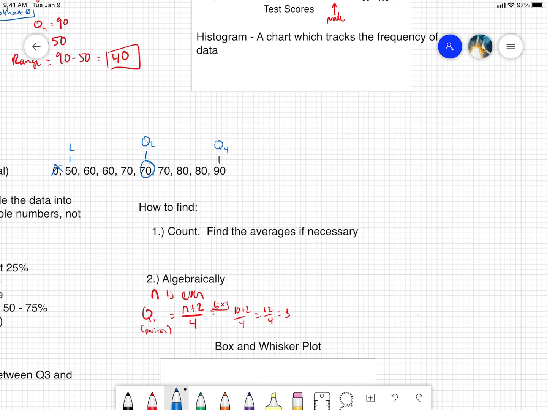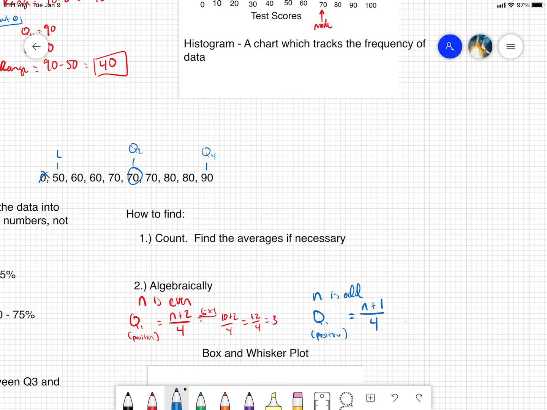So now we need to look at what happens if n is odd. Because now there are 9 values that we have to consider. If n is odd, the position of Q1 is going to equal n plus 1 over 4. Depending on whether n is even or odd, it changes how we find it. So for our example, our n is 9.